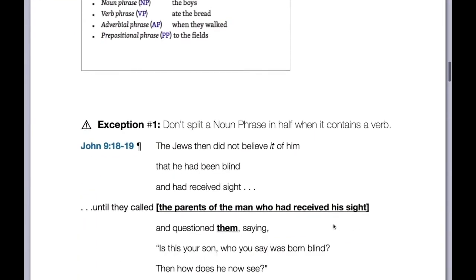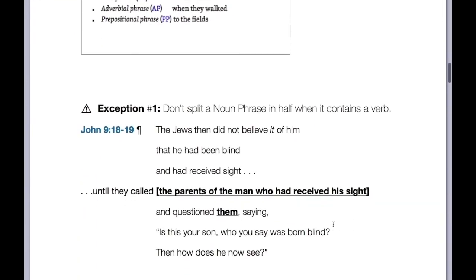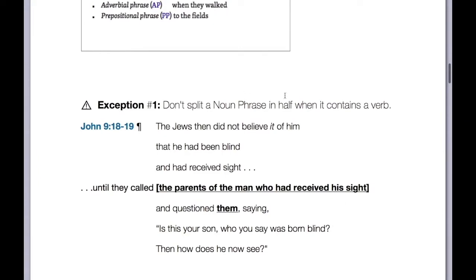So that brings us to our first exception. When you see a noun phrase, don't split a noun phrase in half if it contains a verb. Let's see how this works in the scriptures. In John chapter 9, the Jews are investigating the man who had been born blind but had received his sight. And it says they did not believe this until they called who? The parents of the man who had received his sight. Who is the object of the verb call?